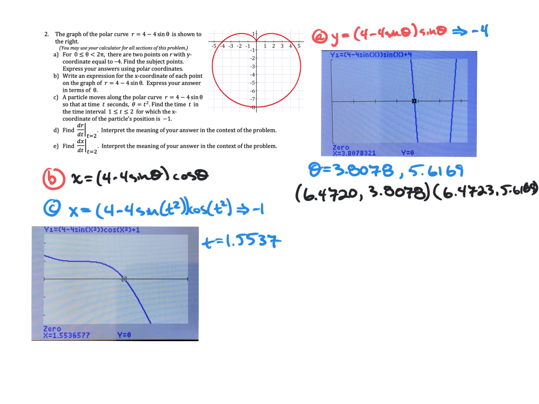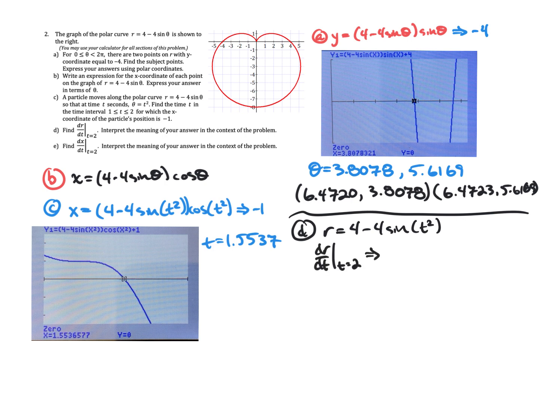Part D. Find dr/dt at time equals 2. Interpret the meaning of your answer in the context of the problem. All right, beautiful. We have a calculator in hand, so what are we going to use? Math 8. All right, math 8. Actually, have we built r yet? No, let's build r first. Let's make sure we all are on the same page. What is r? 4 minus 4 sine t squared. Okay, because this is dr/dt. Okay, now math 8.